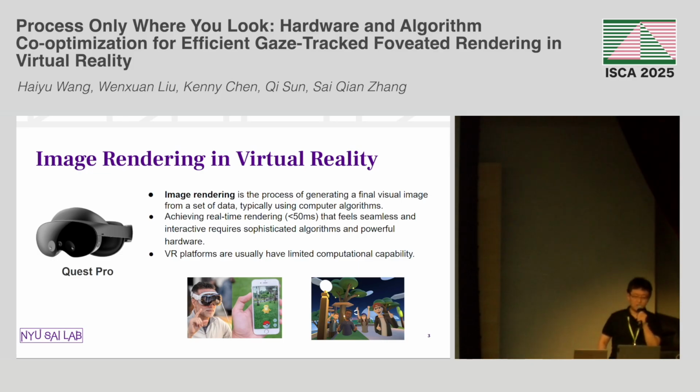Some prior work shows that you have to finish this rendering within a 50 millisecond threshold in order to let the user feel a seamless visual experience. However, due to the limited computation capability of VR devices, this is usually pretty hard to achieve.